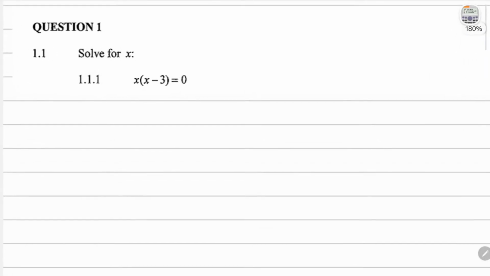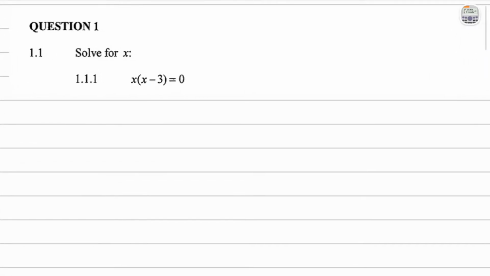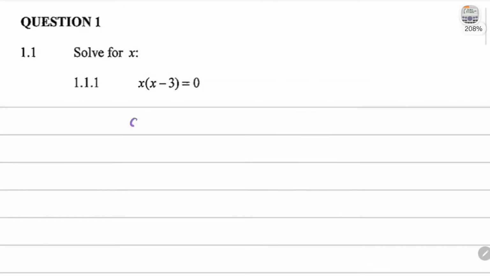Question 1.1.1, we are told to solve for x if x multiplied by x minus 3 is equal to 0. So the idea behind this is we have some number multiplied by another number, and it gives us 0. Well, the only way this is possible is if the first number is equal to 0, and then 0 times the other number gives you 0, or if the second number happens to be 0, and then the first number multiplied by the second number gives you 0.